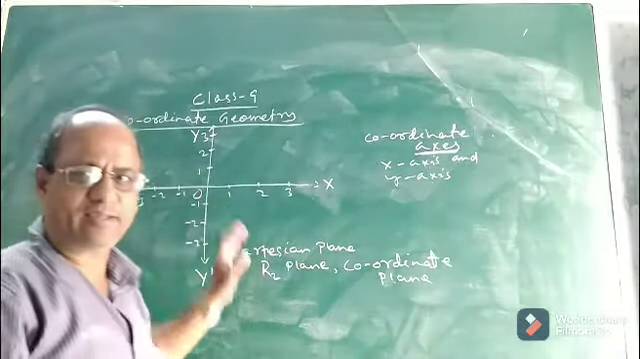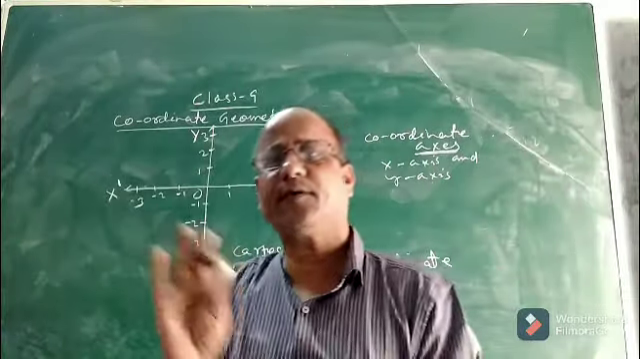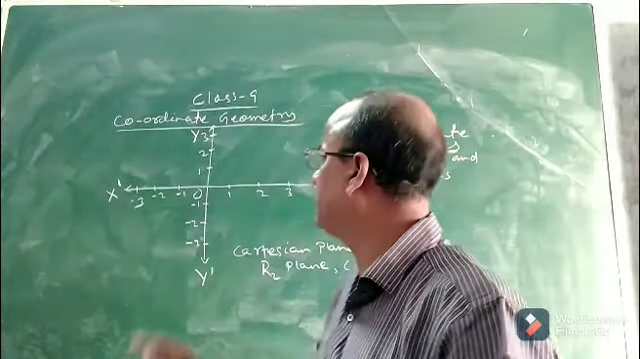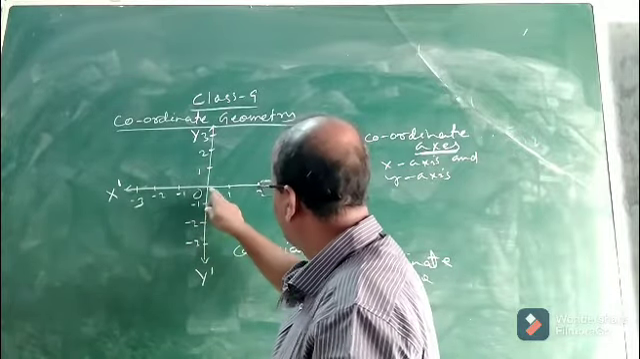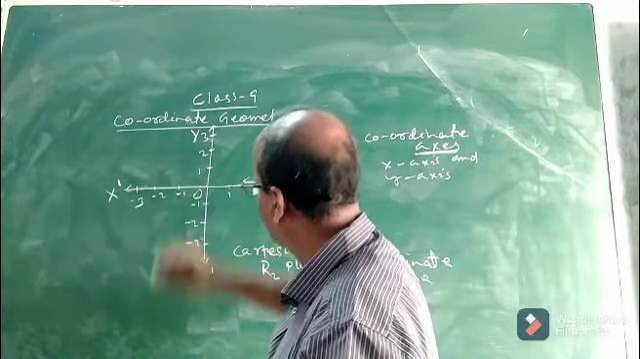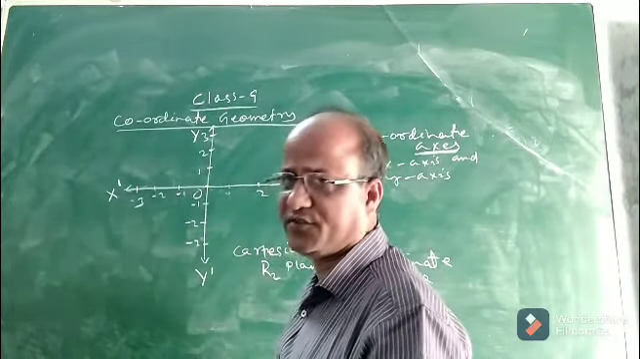Now children, in class 8 we had read plotting points, how to plot points on graph paper. It was taught to you in class 8. See children, now these two coordinate axes intersect at a point. Suppose this point is O, and this point O is called the origin.